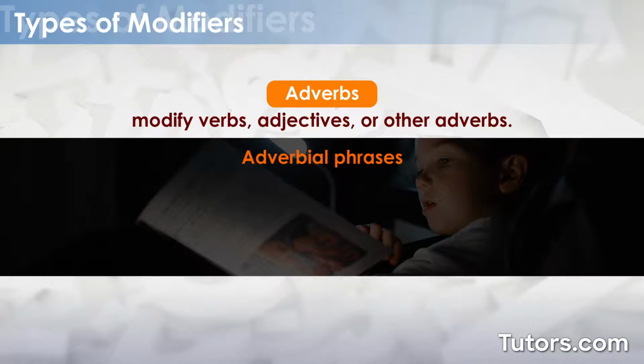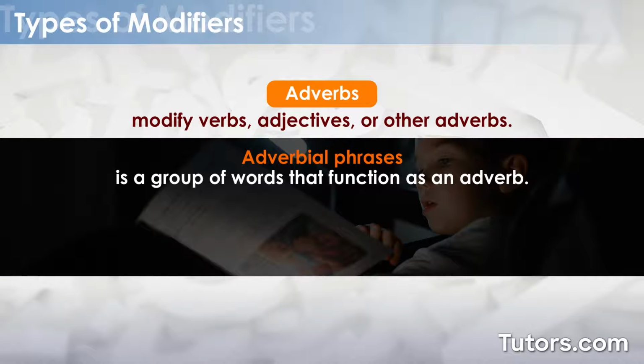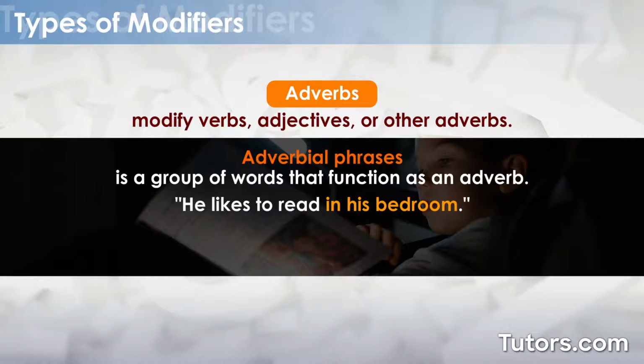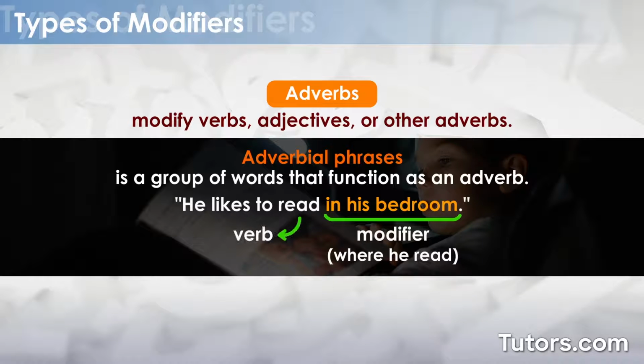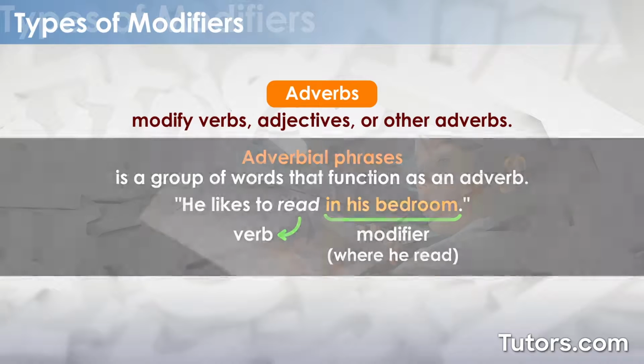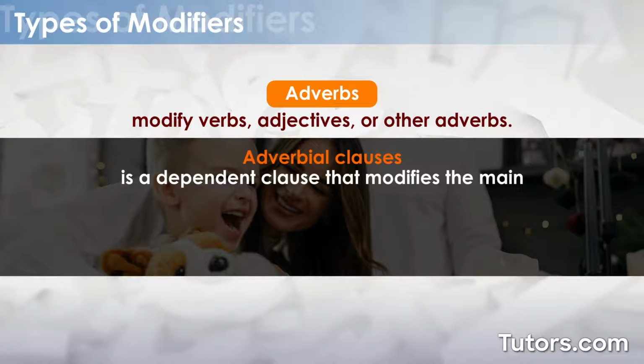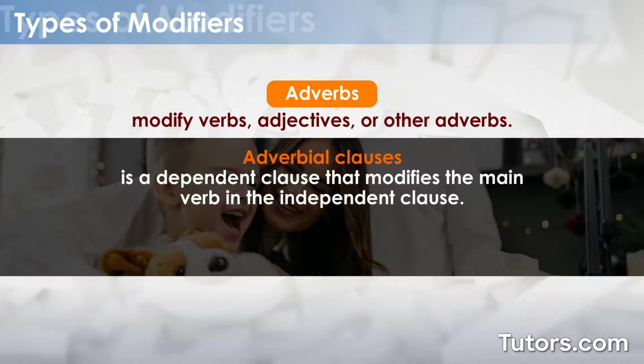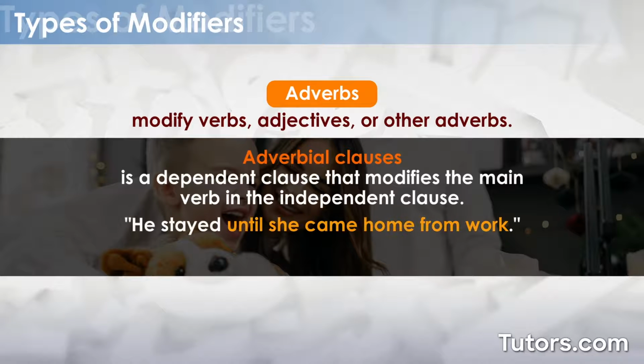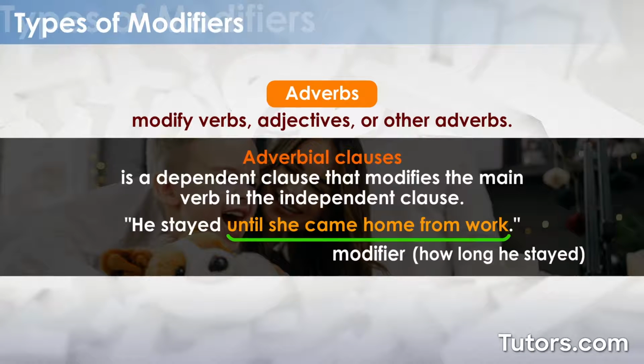An adverbial phrase is a group of words that function as an adverb. Here, "in his bedroom" modifies the verb read. An adverbial clause is a dependent clause that modifies the main verb in the independent clause. "Until she came home from work" modifies stayed.